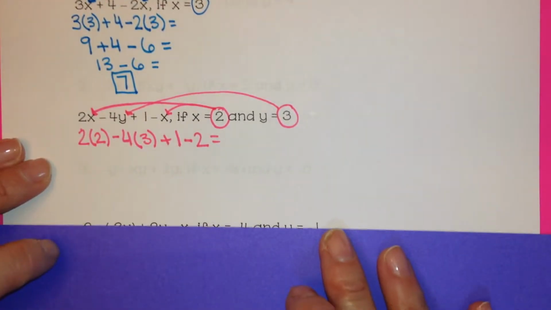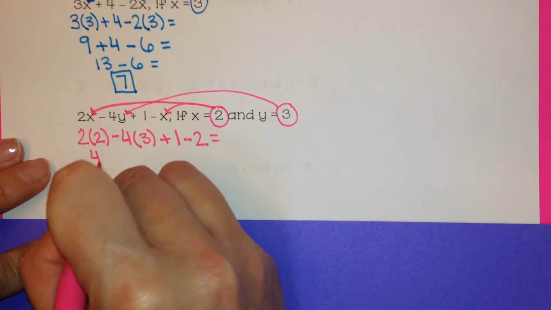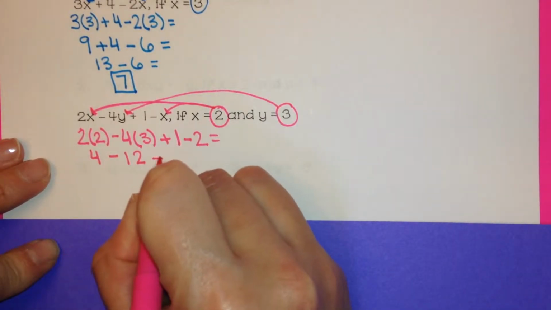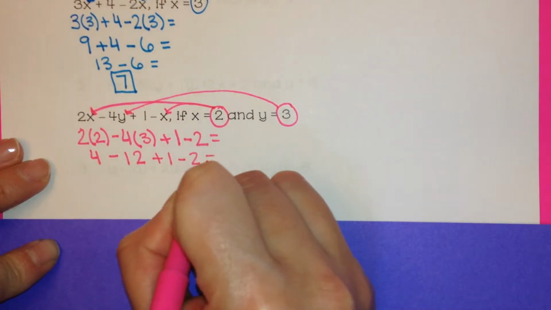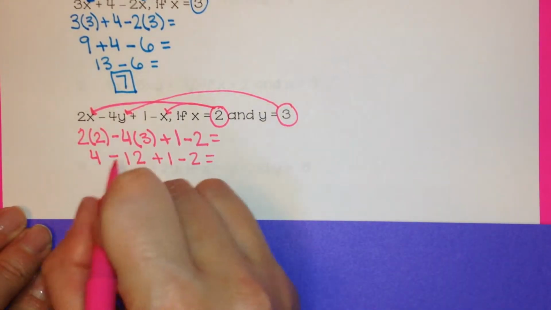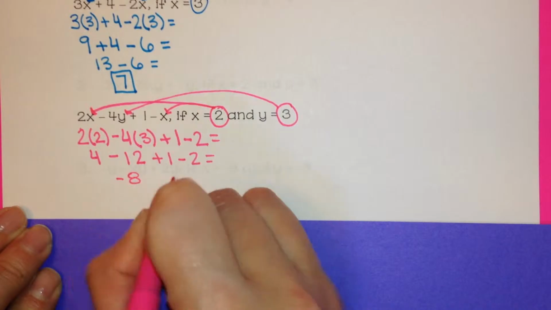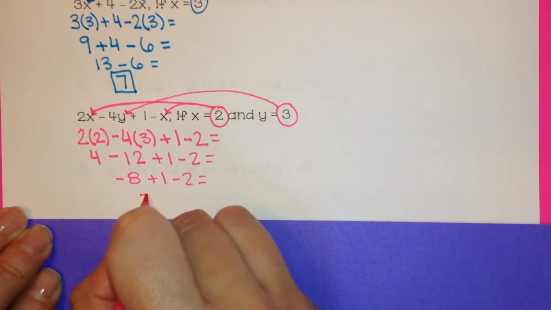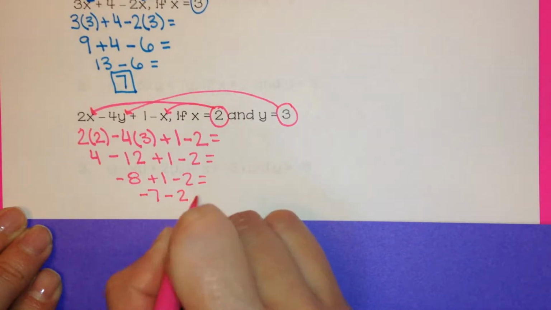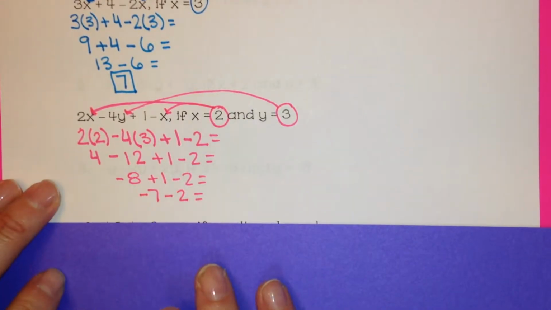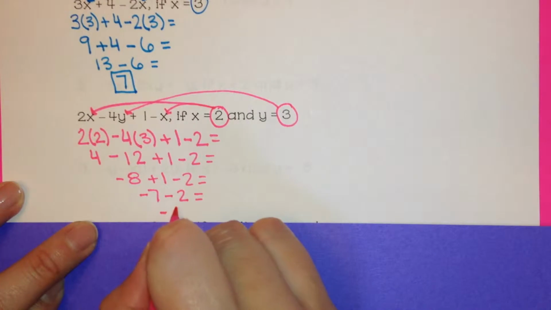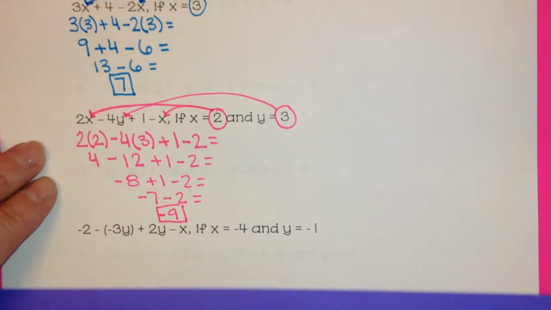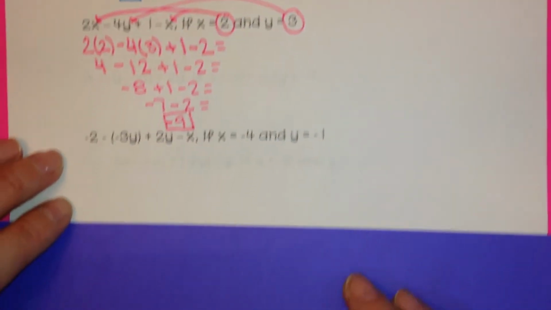Okay, then I'm going to simplify. 2 times 2 is 4, minus 4 times 3 is 12, plus 1, minus 2. Then I'm just going to work left to right. 4 minus 12 is negative 8, plus 1 minus 2. Negative 8 plus 1 is negative 7. Bring down the minus 2. And negative 7 minus 2 leaves me with negative 9. All right, a couple more.